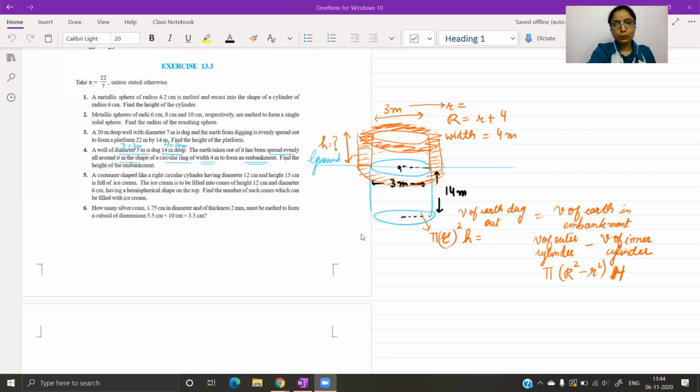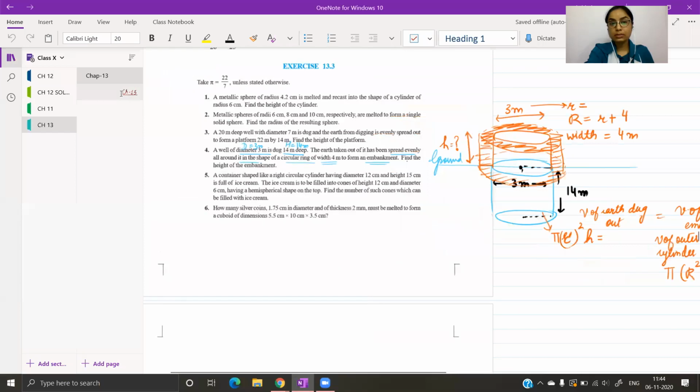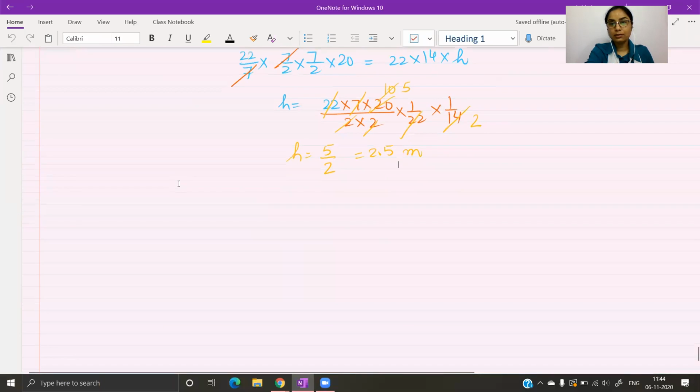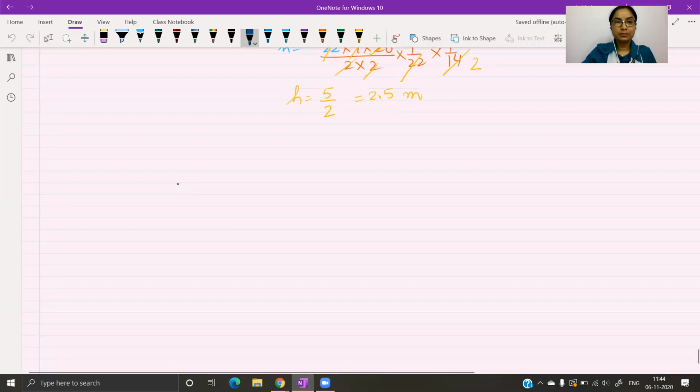Question number 4 from 13.3. We had just discussed what the question is, and we have to write down the answer. I hope the question is clear. If anyone wants to ask anything, you can ask right now. This is question number 4.